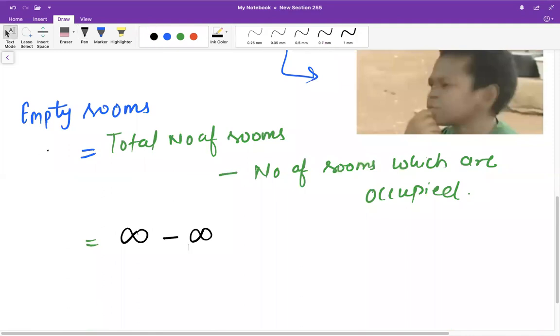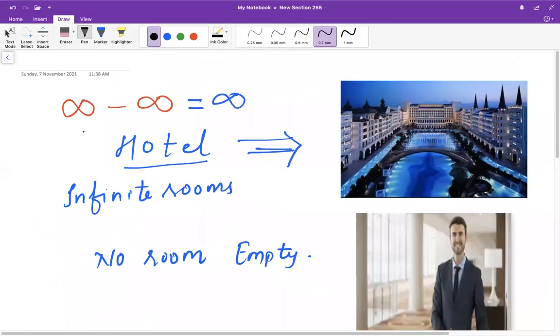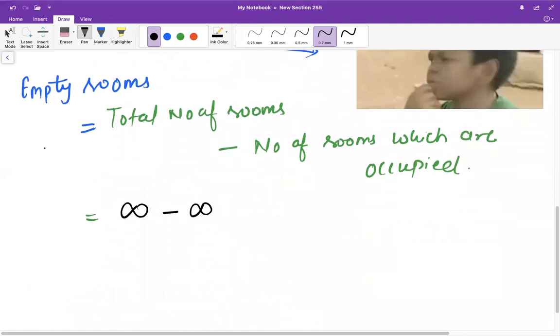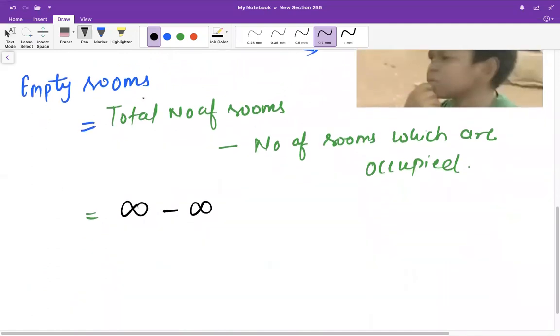Now whatever the answer is for the empty rooms, that will be the answer for infinity minus infinity. As I said in the beginning, infinity minus infinity, we can say it is infinity. So here I can write empty rooms is what? Infinity. How many empty rooms will be there? Infinite rooms which are still empty.